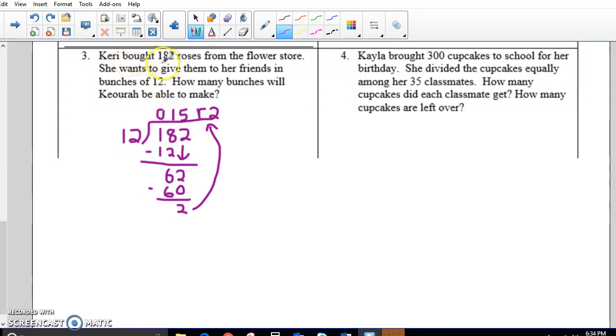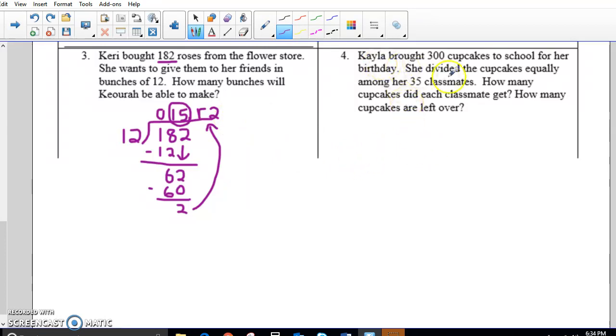Well, it says that she bought 182 roses. I can't round up because I don't have more than 182 roses. What I would have to do is stop at 15 bouquets and just have 2 extra flowers left over. Maybe I'll put them in my hair. I don't know. So she can make 15 bouquets for her friends. The remainder we're just going to leave off. So circle that 15. That's the answer to number 3.